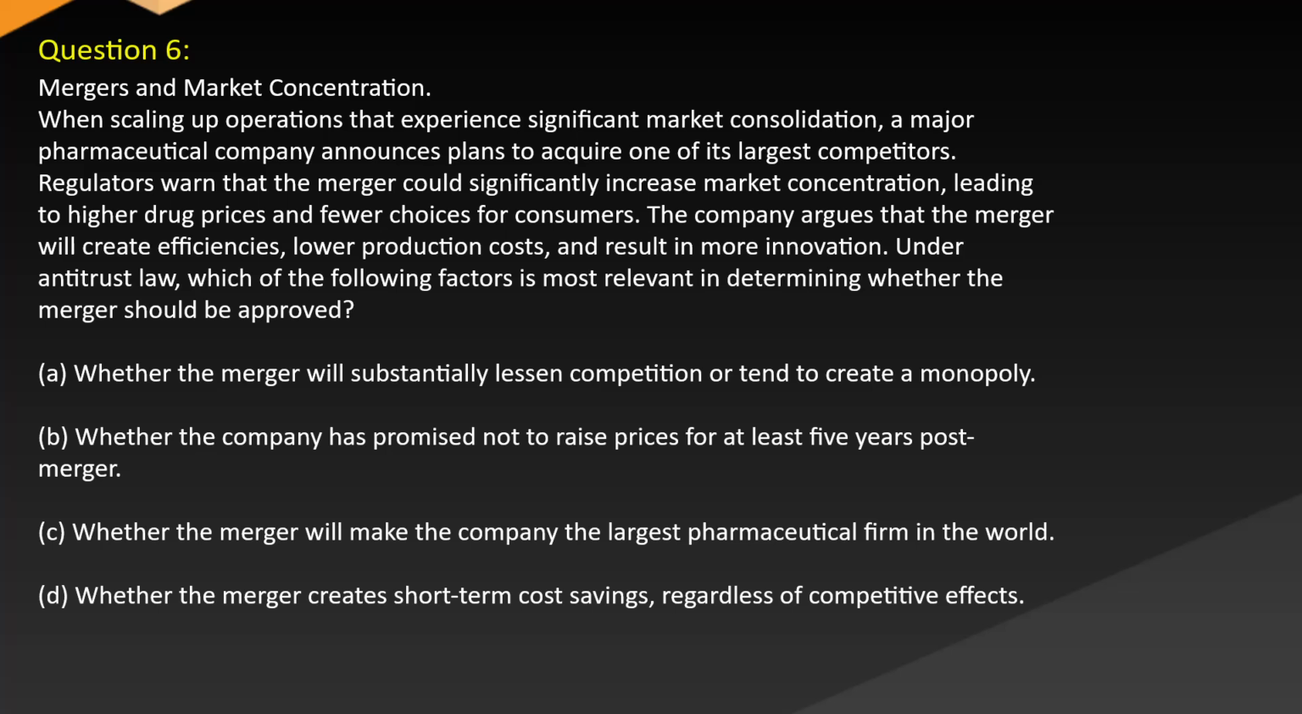Under antitrust law, which of the following factors is most relevant in determining whether the merger should be approved? A. Whether the merger will substantially lessen competition or tend to create a monopoly. B. Whether the company has promised not to raise prices for at least 5 years post-merger. C. Whether the merger will make the company the largest pharmaceutical firm in the world. D. Whether the merger creates short-term cost savings regardless of competitive effects.